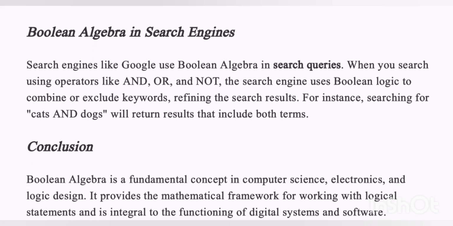Boolean algebra and search engines. Search engines like Google use Boolean algebra in search queries. When you search using operators like AND, OR, and NOT, the search engine uses Boolean logic to combine or exclude keywords, refining the search results. For instance, searching for cats AND dogs will return results that include both terms.